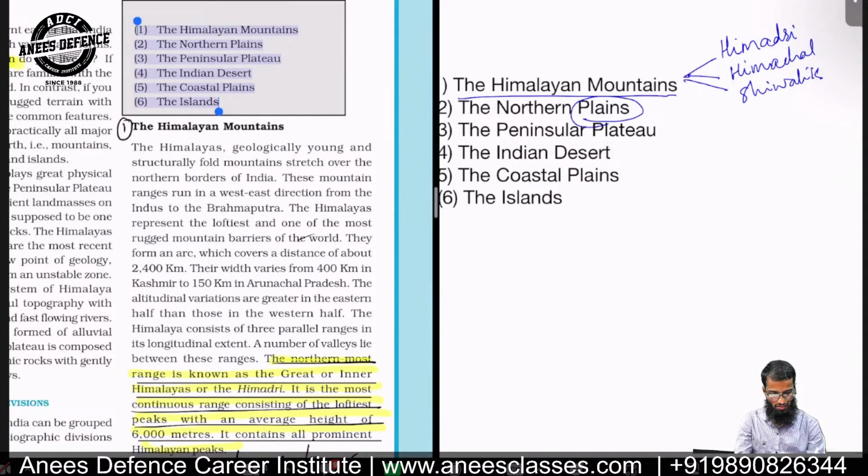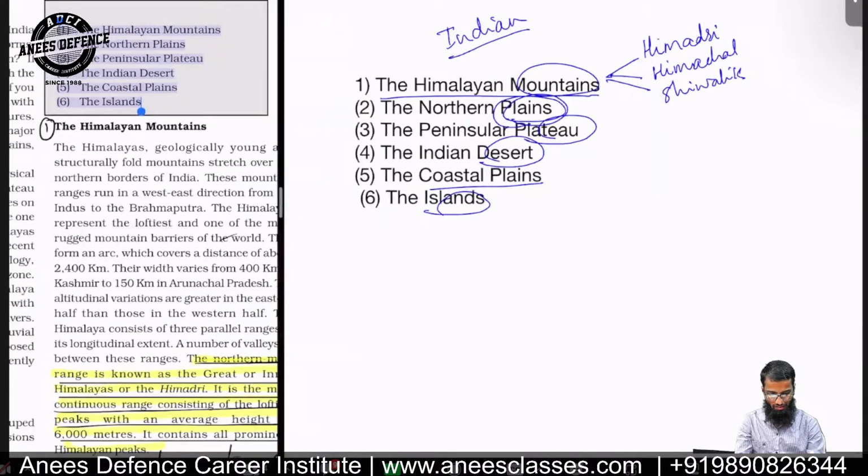Okay. The first thing is here mountain. Then we will be talking about the plains, then plateaus, then deserts, and then coastal plains, and then islands. So we are just talking from Indian geography perspective. Okay. So the mountains of India, plains of India, plateau of India, desert of India, and islands of India will be covered. So we will just start discussing about the first point, that is Himalayan mountains.